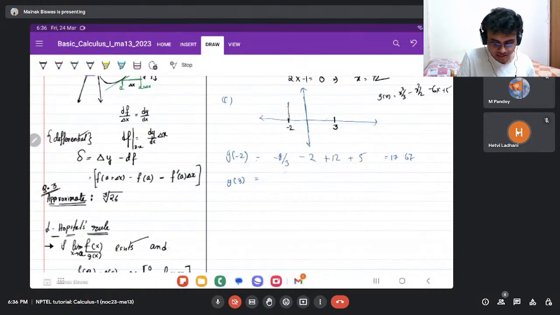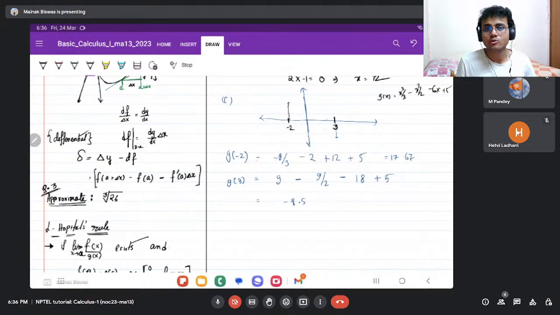And g of 3 is something like 27 by 3, that is 9, minus 9 by 2, minus 18, right? Minus 18 plus 5. So I have 9 minus 4.5 minus 18 plus 5. That is minus 8.5. So you have negative here, and here you have positive, right? So how many roots do you have for this curve? A cubic can have one root or three roots, right?